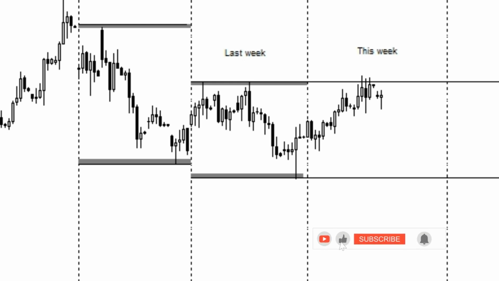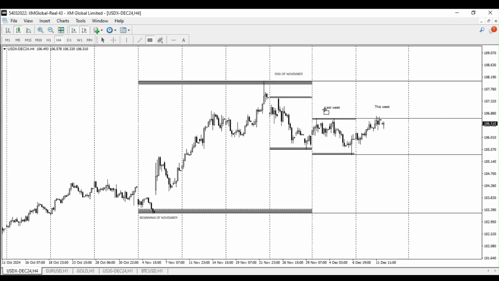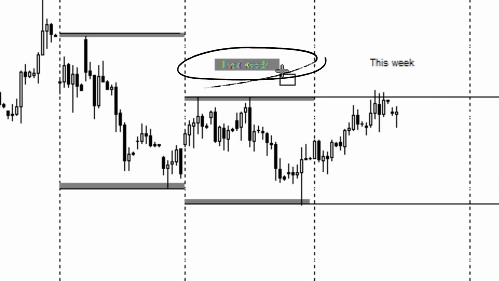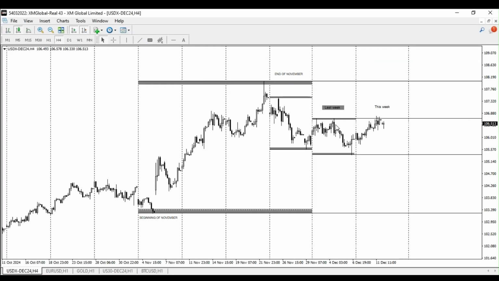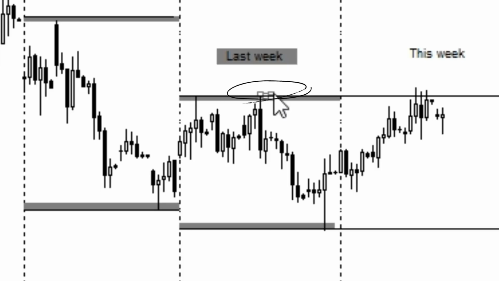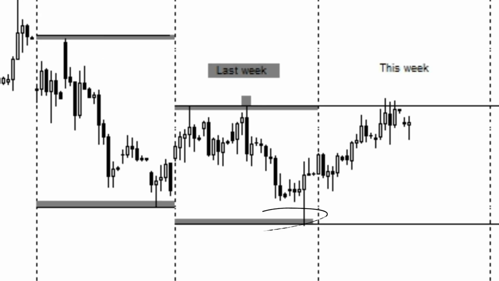All right, as you can see here, we have this week, and this was last week. Out of this last week, we have a high of the last week, somewhere right here, then we have the low of the last week right here. I'm just going to make a quick video so that you can understand how the market works. So we have the high and the low of the last week, you understand?